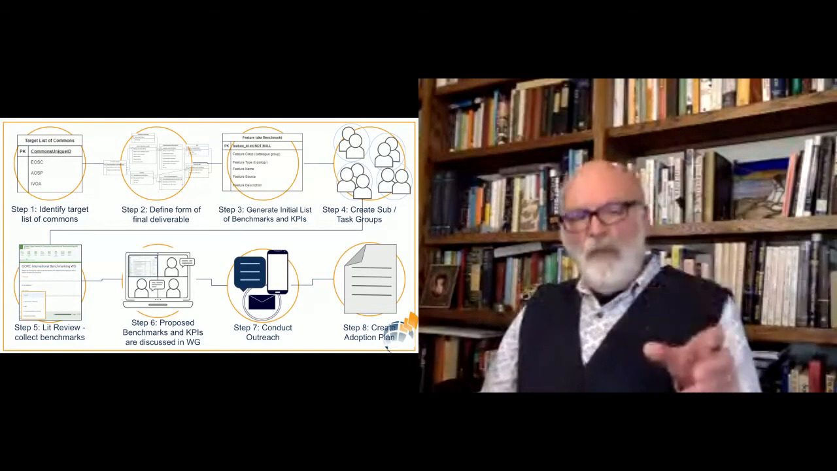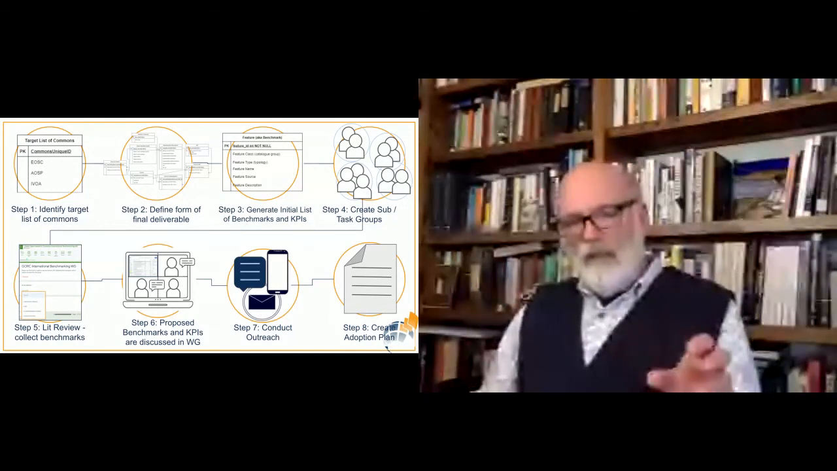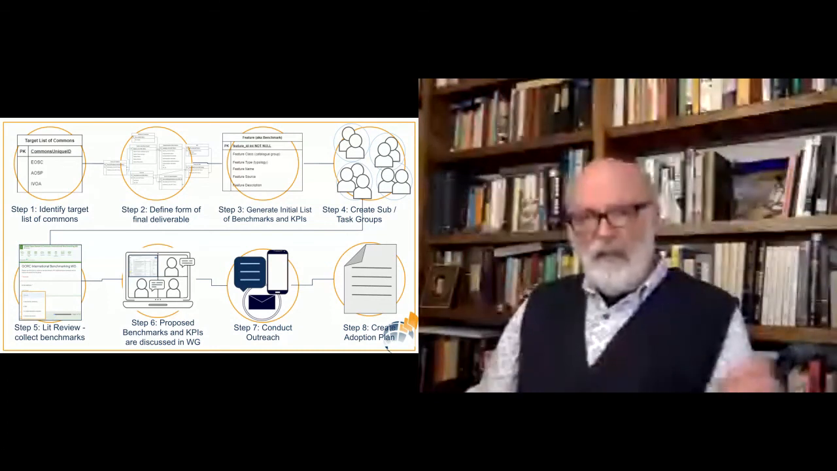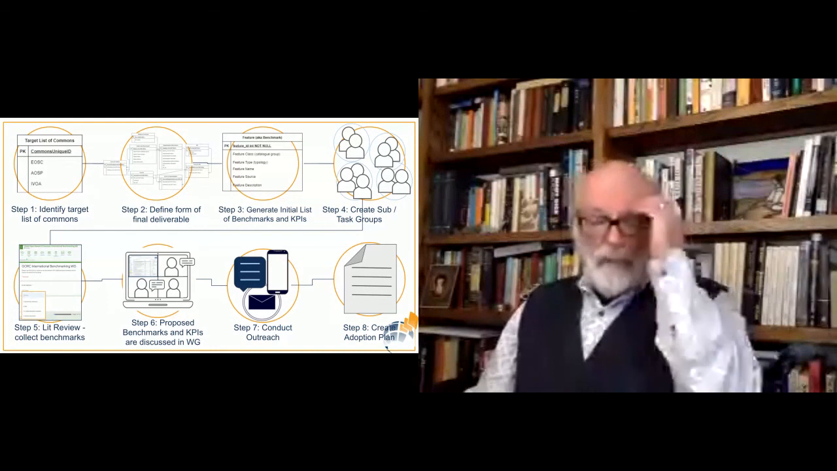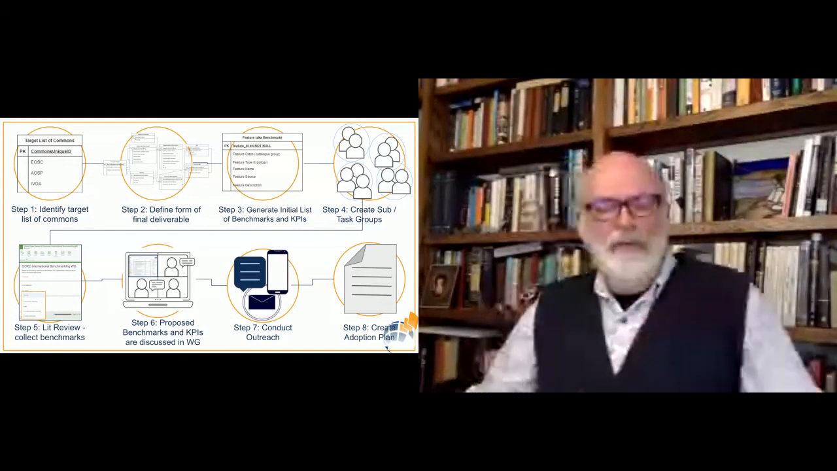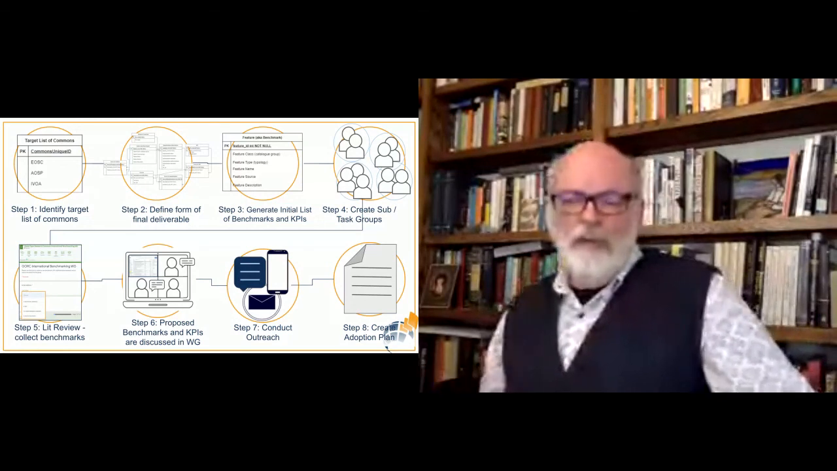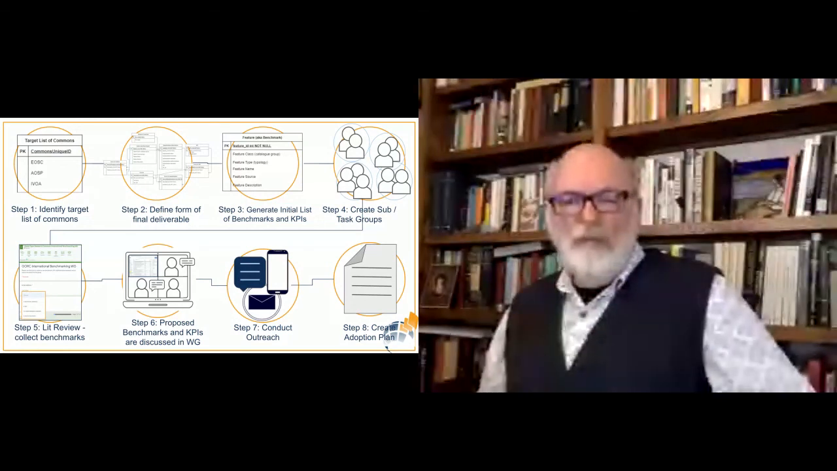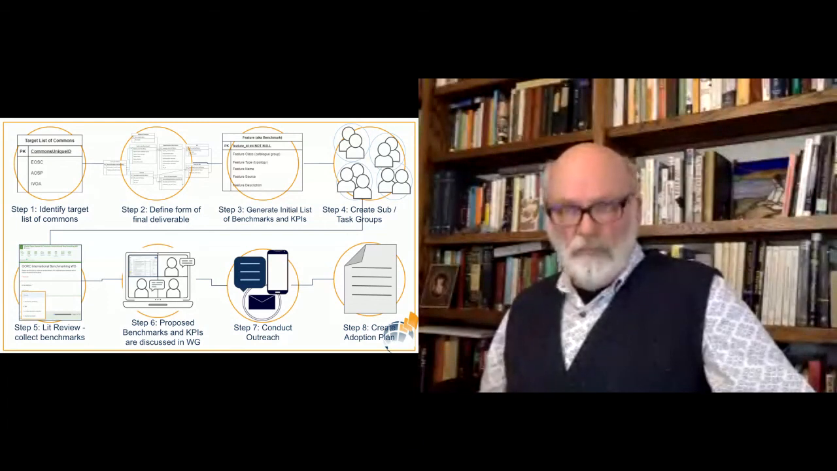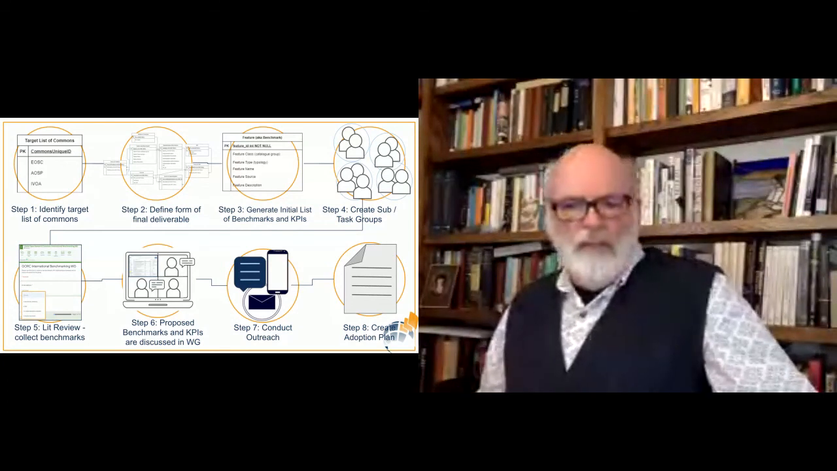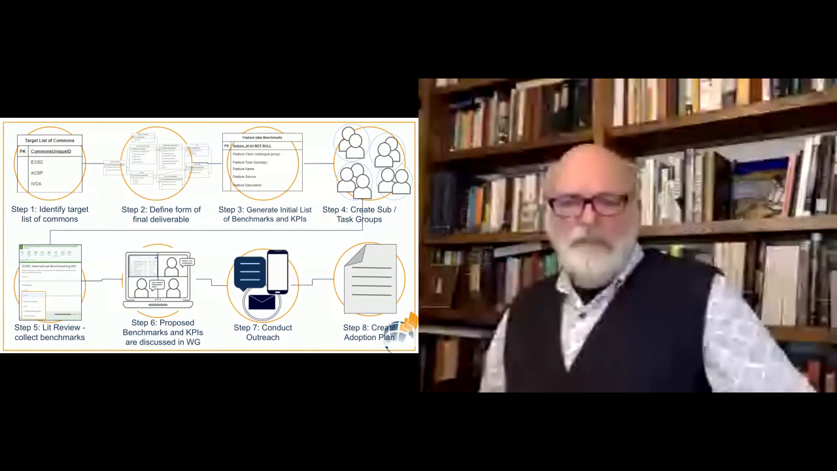So step one we've partly done, and some of the individuals who presented today and yesterday are on that target list of commons that are in the first icon. That target list of commons that we initially identified when we created the benchmarking working group also formed the basis of the review that our colleagues at DRI, RDA and the DCC have done for EOS in doing some initial work here.